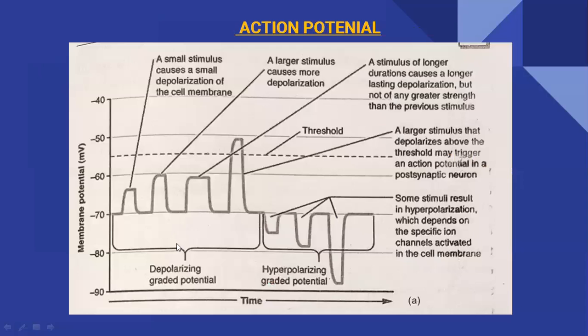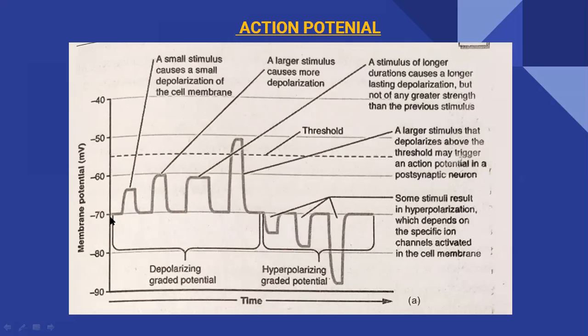So when the stimulus is given, what will happen? The sodium voltage gated channels will open. When the voltage gated channels are open, more sodium enters inside the cell. So when more sodium enters inside the cell, minus 72 will increase up to minus 60, minus 50, minus 40, minus 30. Like that, it will go up to plus 30. When the plus 30 condition is there, it is called action potential.